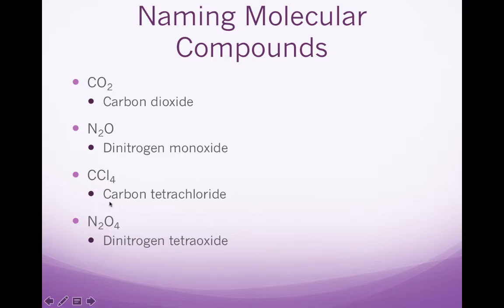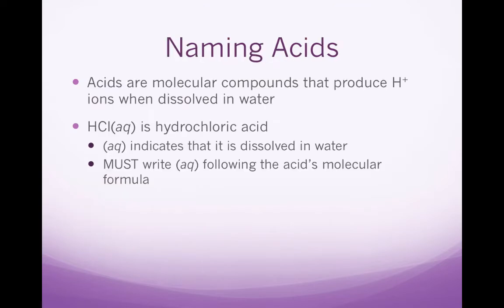Here, CCl4 is carbon tetrachloride, N2O4 is dinitrogen tetraoxide. Again, this is carbon tetrachloride, not monocarbon tetrachloride, because we don't include the prefix mono on the first element. So these are nice because it's pretty easy to go back and forth between name and compound. You don't have to figure out any charges, anything like that. The name tells you exactly how many of each element are in that molecular compound.